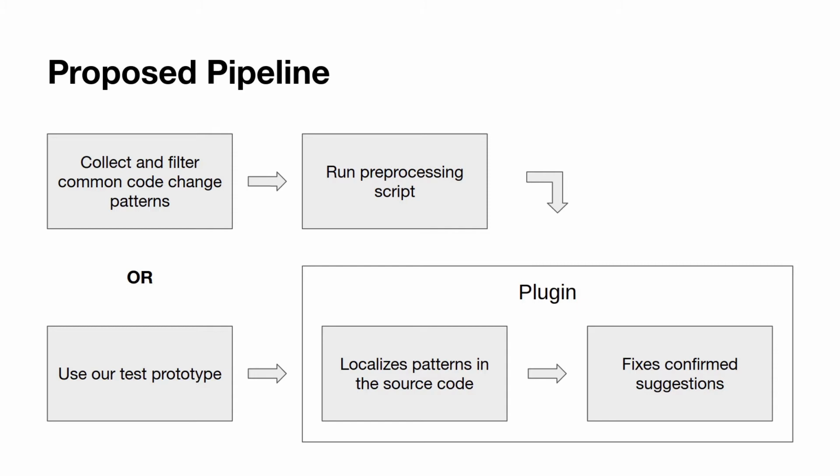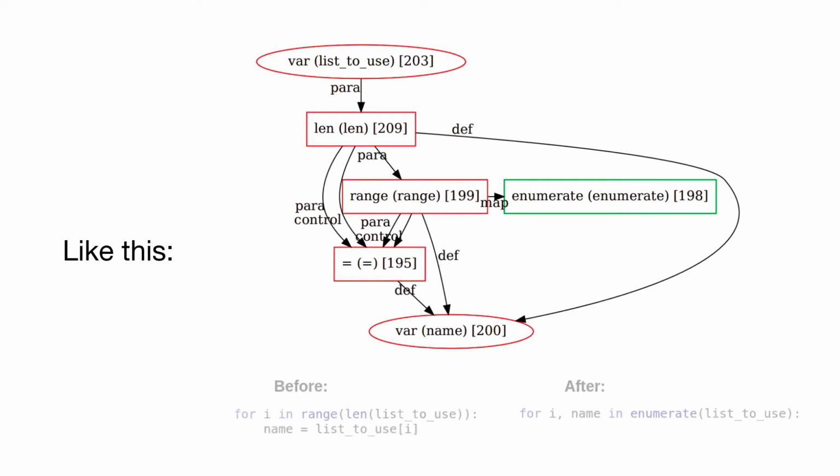To represent code change patterns, we use change graphs. It looks like this. It combines program dependence graphs of two source code fragments before and after the change. In the picture, you can see how the range function call in the for loop condition is replaced with enumerate. All graph vertices can be matched to the corresponding tokens of the source code. The edges between them represent different data and control dependencies. The before subgraph is used in matching the pattern in the developer's code editor in the plugin.